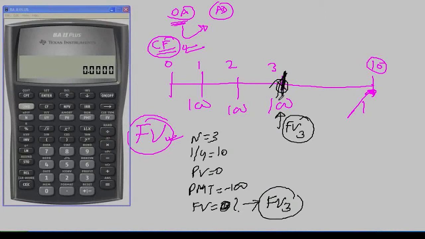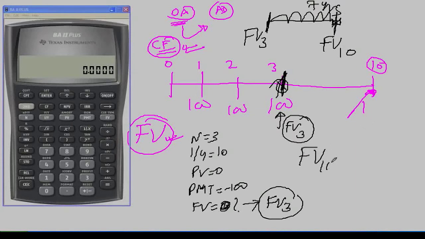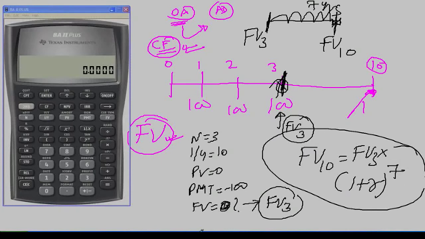Now once you have got FV at 3, it is as good as saying that you deposited some amount which is FV at 3 and it will become some value at FV at 10. So it will get compounded for 7 years. So your FV at 10 will be equal to your FV at 3 times (1 plus R) to the power, count how many years, over here it will be 7. So this will be your value. So you can get such types of problems.